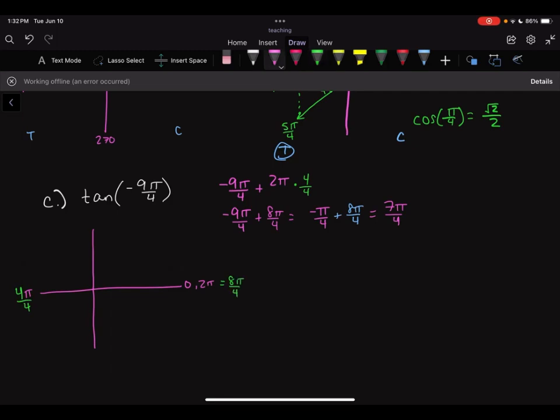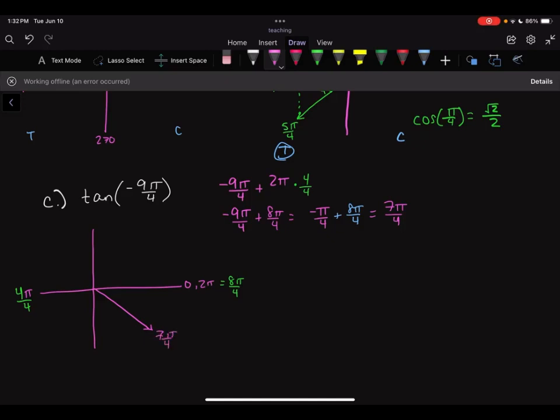7 pi over 4 is going to be closer to 8 pi over 4. So that's going to make it in quadrant 4 because it's going to be right before it. Like 7 pi over 4 is right before 8 pi over 4. So here's where 7 pi over 4 is.